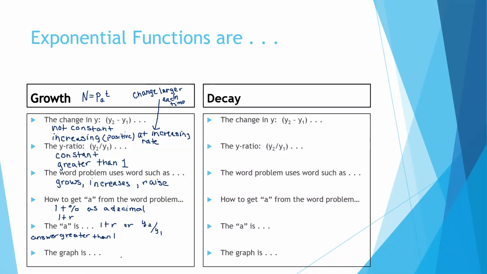When we look at the graph, it is concave up, and that's true of all exponential. And specifically, this one is increasing, that means it's going uphill at an increasing rate.